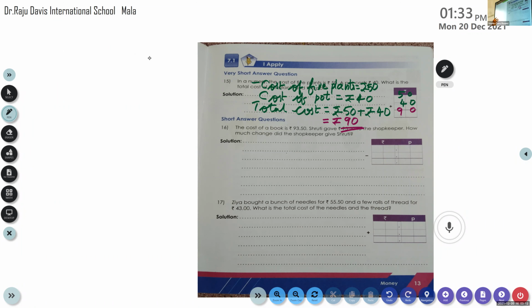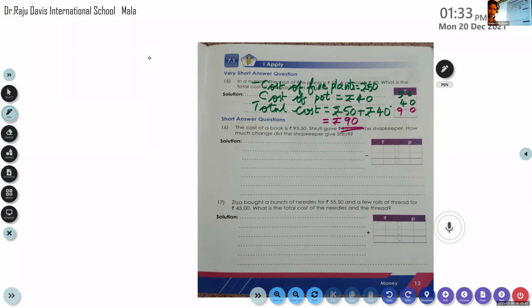Okay. So how can we find out the answer? We have to add or subtract. Subtract. See, listen, some are telling add. Please listen. The cost of a book is 93 rupees 50 paise. Shruti gave 95 rupees 50 paisa. Understand the question first. The book cost only 93 rupees 50 paisa, but she gave 95. 95 is bigger, no? So she gets some balance from the shopkeeper. So what was the balance?